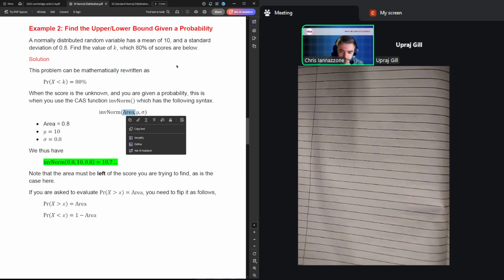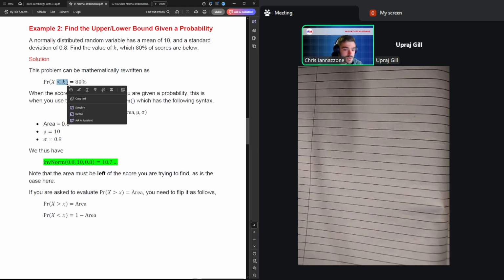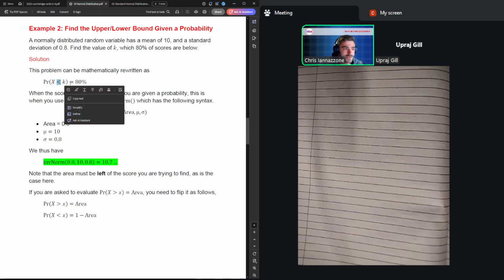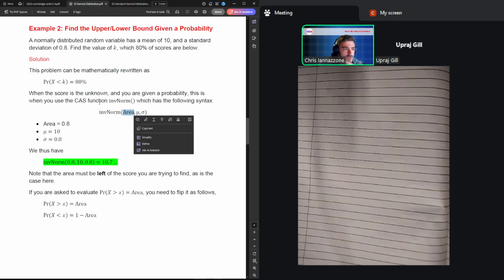For our CAS, the TI Inspire, just make sure that what you put in the area is the percentage that is left of the value you're trying to find. This one's already pointing left. It's a less than sign, so it's going to the left of the distribution. So we would happily just put 0.8 in there. However, if this was x greater than k is 0.8 or 80%, what you put in here is now going to be 0.2. It always has to be to the left.